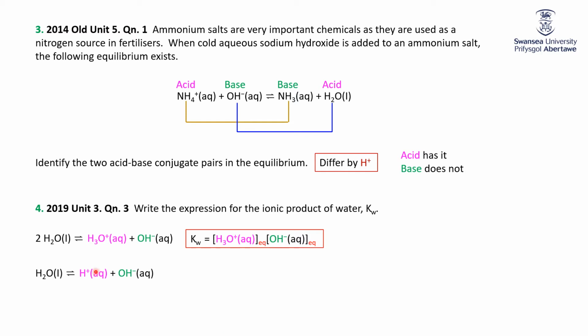An alternative way you can write it, if you want to, is instead of thinking of it as a water reacting with the water, just a water dissociating to give you the H+ and the OH-. Kw is the H+ times the OH-. And remember, in water, H3O+ aqueous and H+ aqueous are interchangeable depending on whether you have the water as a reactant or not.